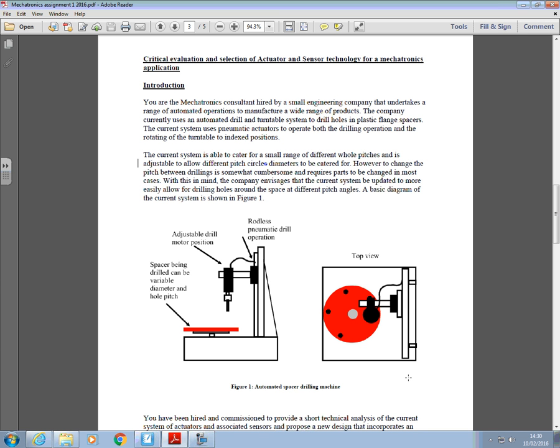So they can adjust the drill motor position in and out. Okay, the rodless cylinder operating the drill up and down, and the spacer can be drilled. The spacer being drilled can be of variable diameter and have a different hole pitch. So that's the concept.